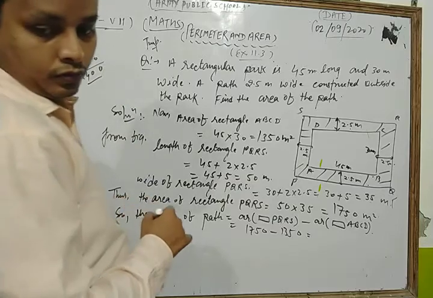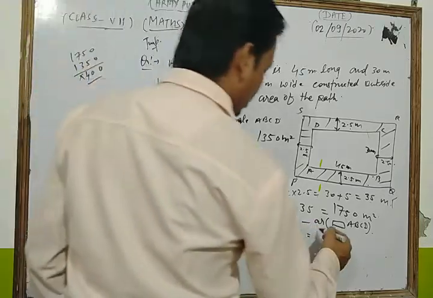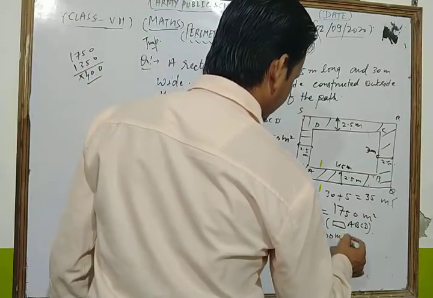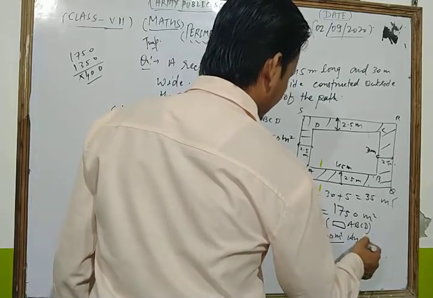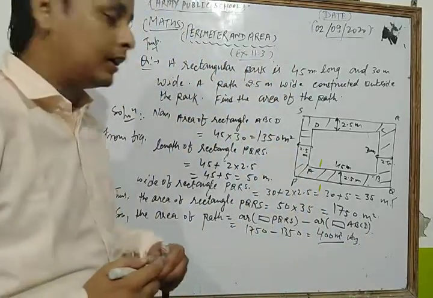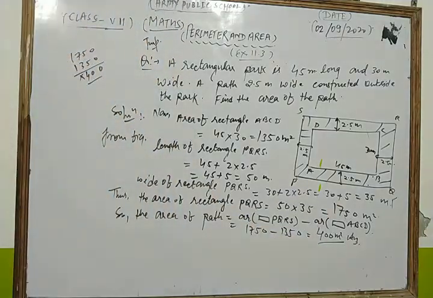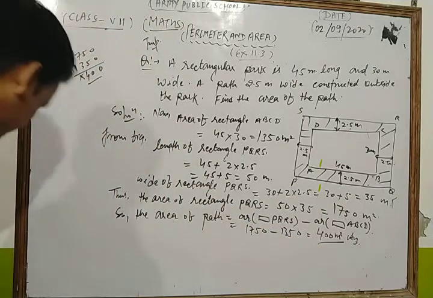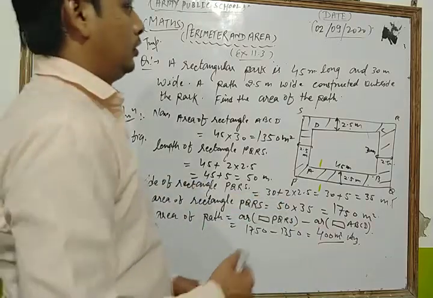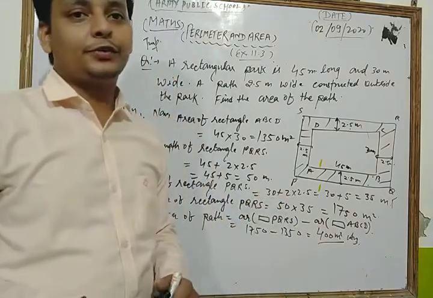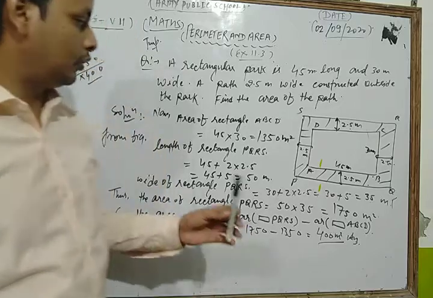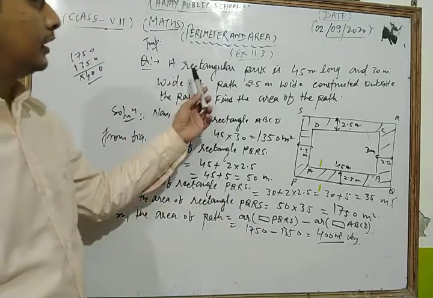$400, right, which is equal to 400 meter square. So dear students, in this way the area of the path will be 400 meter square. Look, so dear students, in this way you can solve that type of question. Okay, now is that clear? Let's see.